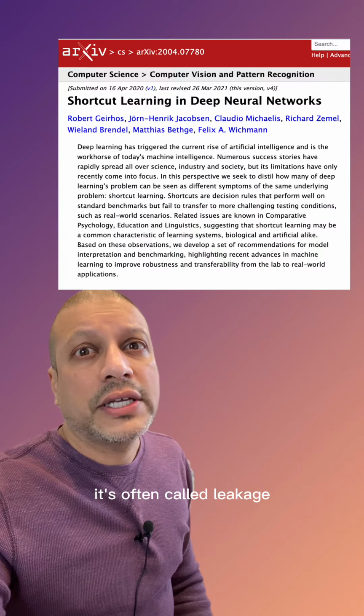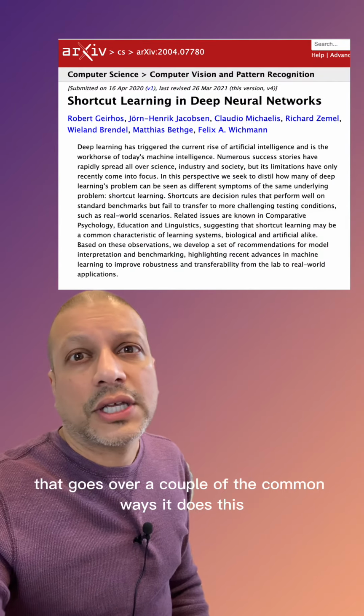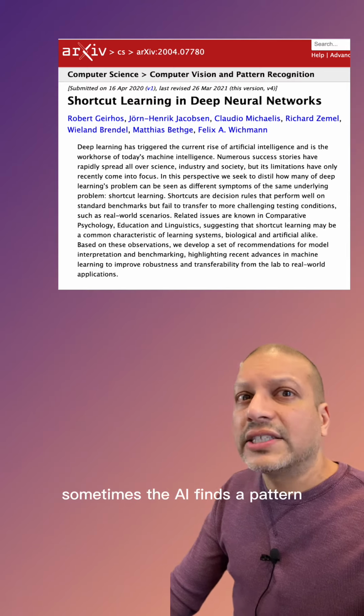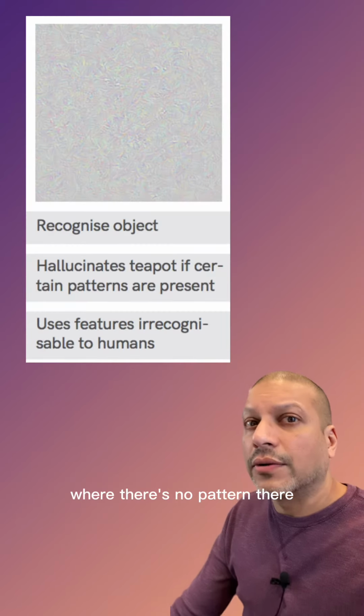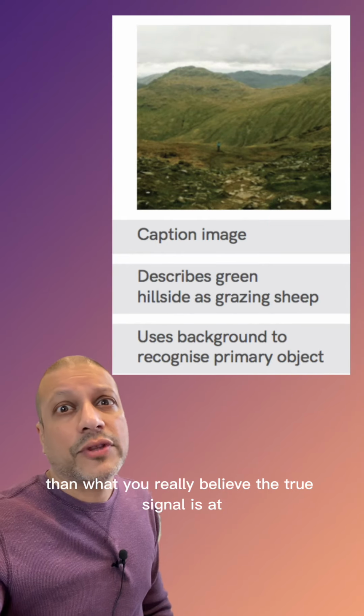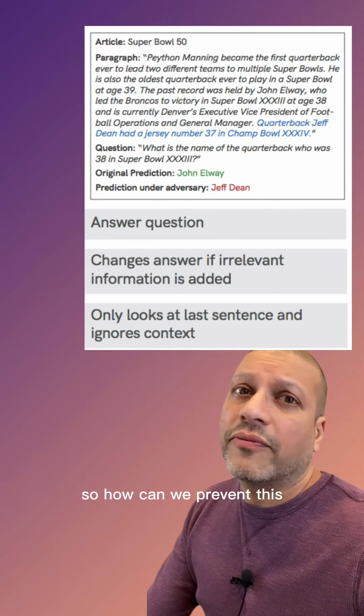It's often called leakage, and there's a paper here on shortcuts that goes over a couple of the common ways it does this. Sometimes the AI finds a pattern where there's no pattern there. Or it's using other features or attributes than what you really believe the true signal is. So how can we prevent this?